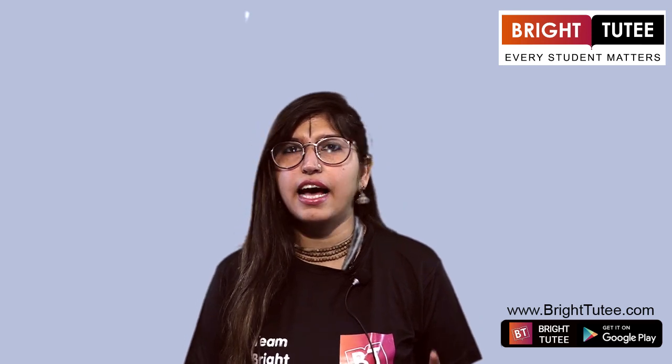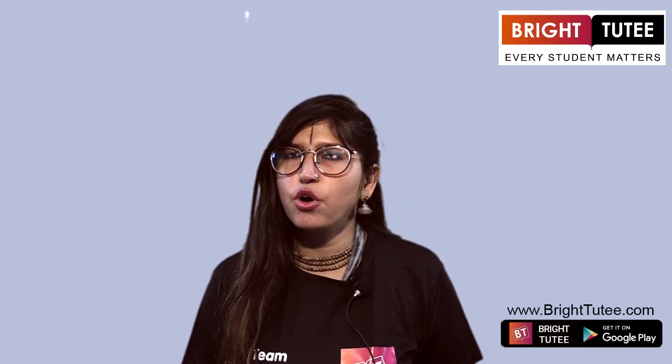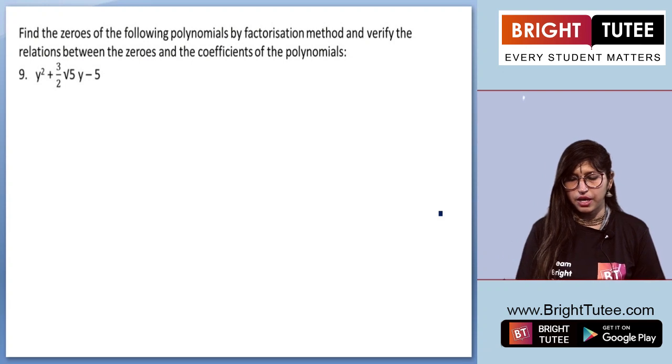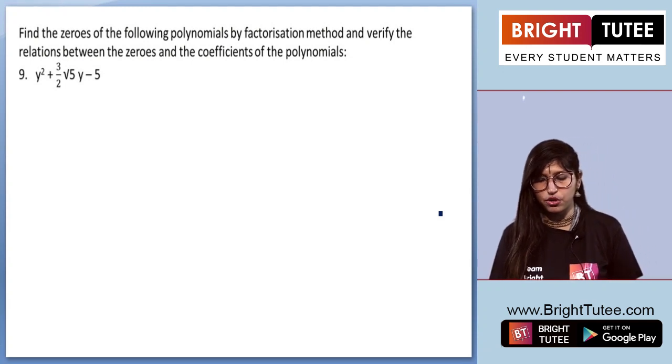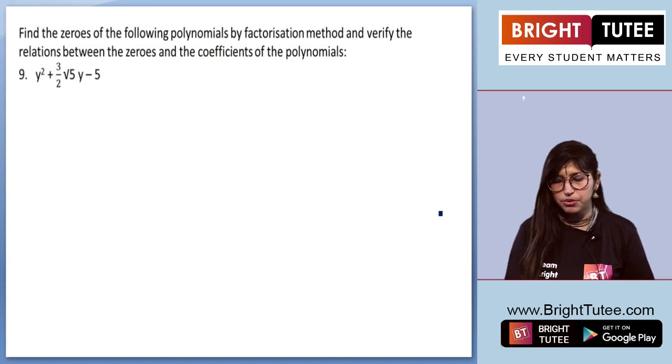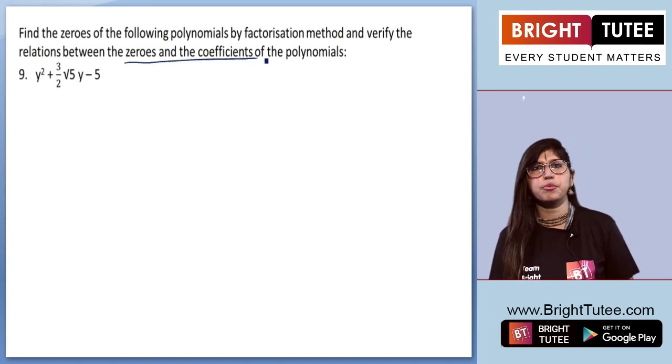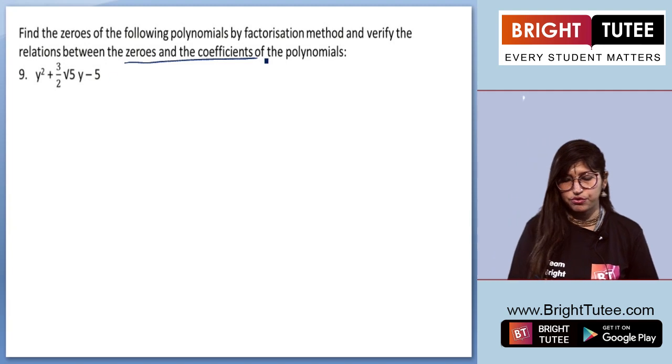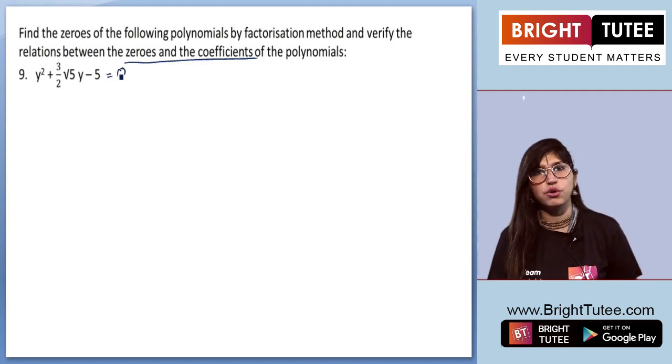Question 9, class 10, chapter 2, polynomials. Now over here, we have again to find the zeros of the polynomials by factorization method, and we need to verify the relations between the zeros and the coefficients of the polynomials. Now, to find the zeros, we'll equate it to 0.